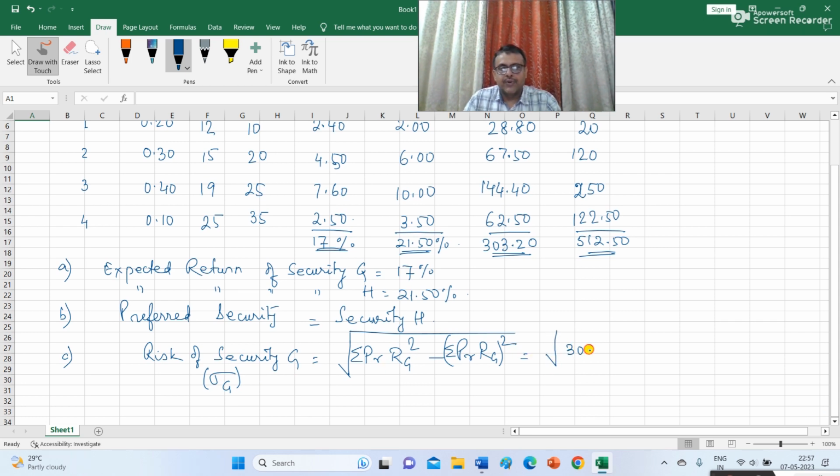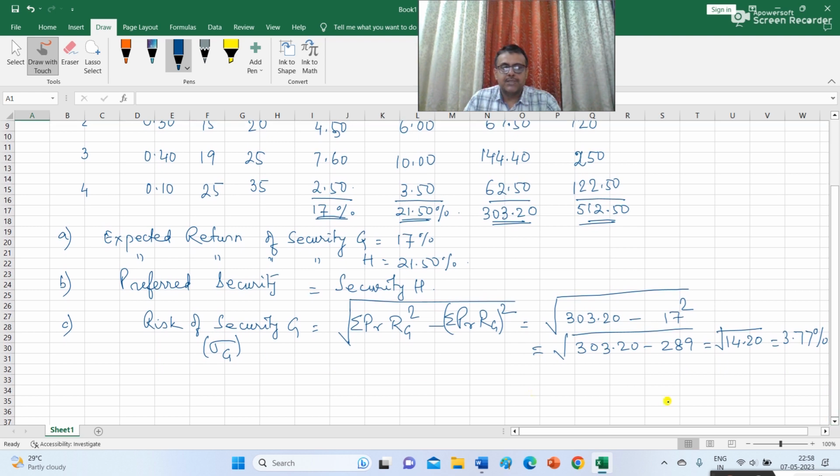So in order to calculate the standard deviation of security G, you just put the values here. 303.20 minus 17 square. So 303.20 minus 289, you will get 14.20, or 3.77%. So the standard deviation of security G is 3.77%.